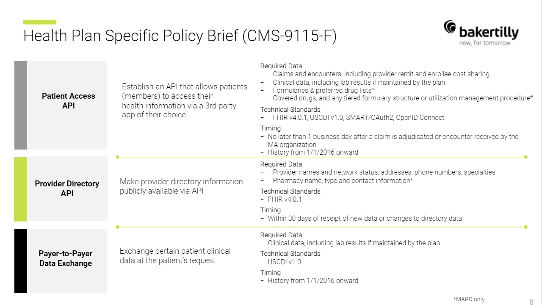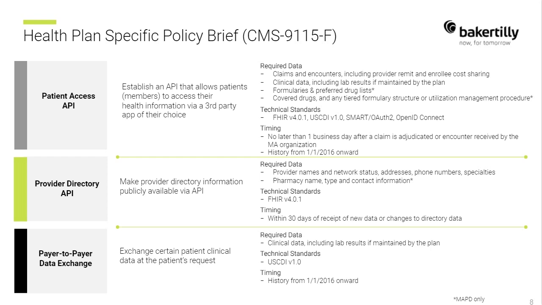So for the patient access API, which the enforcement date will be 7/1/2021, this is really focused on establishing an API that allows a health plan's members to access their health information via a third-party app. Some of the scope of data required by this rule will be focused on providing claims and encounters, including provider remittance and enrollee cost sharing to the patient, as well as clinical data if maintained by the health plan, and that does include lab results. For Medicaid or Medicare Part D plans, they will also need to be prepared to share formularies and preferred drug lists, as well as covered drugs and any tiered formulary instruction or utilization management procedures with their patients as well.